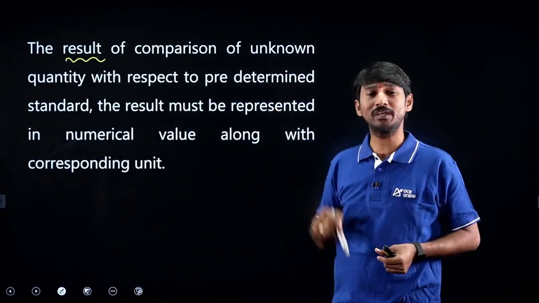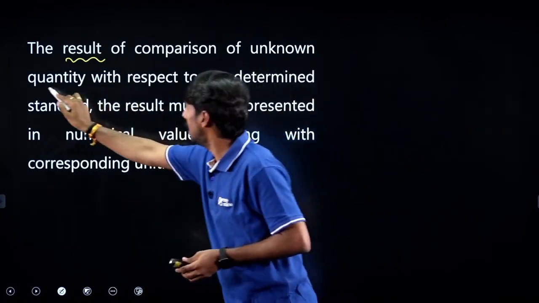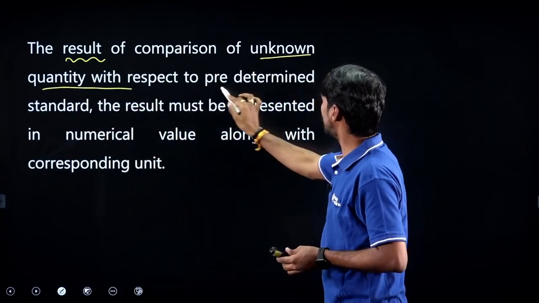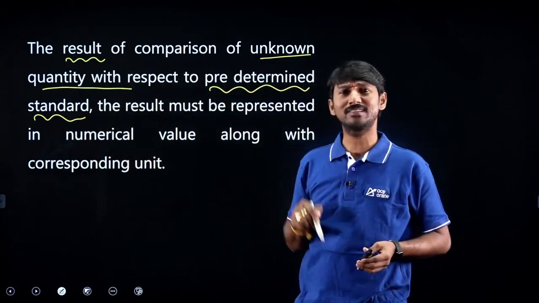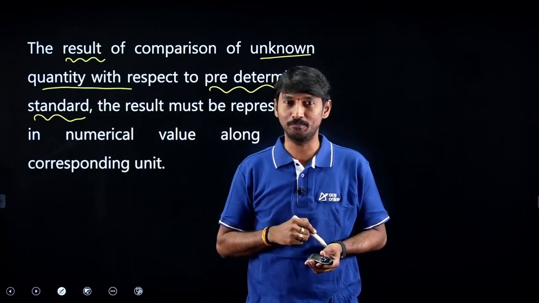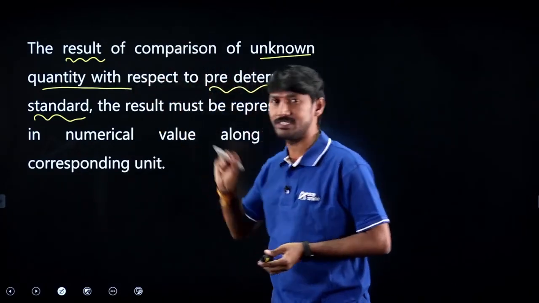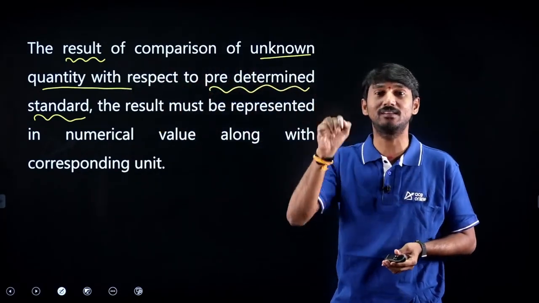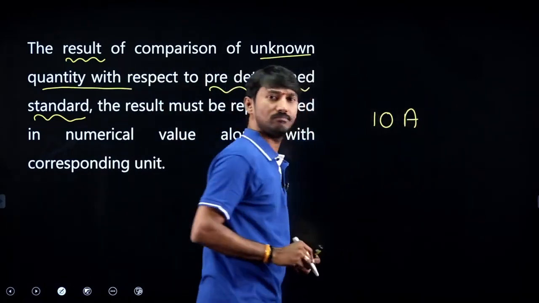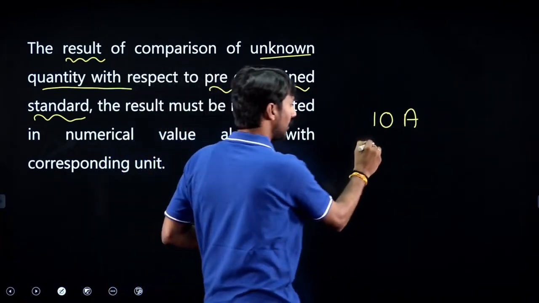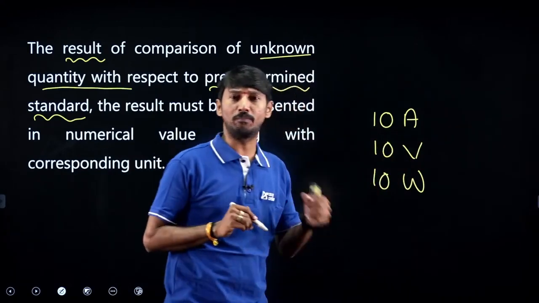Which parameters must be compared? One is the unknown quantity, the other one is the known quantity. Yes, the unknown quantity with the predetermined standard. What do you mean by predetermined standard? That is the known quantity. The result must always come after comparison. How are we supposed to write the result? Simple logic. Suppose 10 ampere, that's the representation, or 10 volt, or 10 watts. Like this, we have to represent the result.